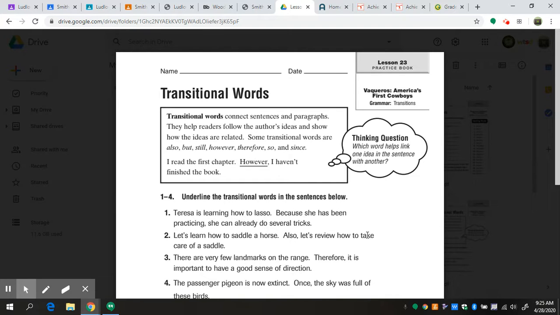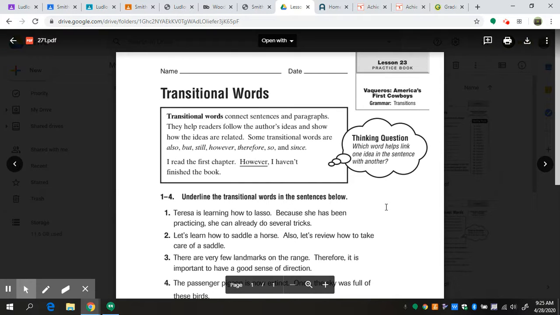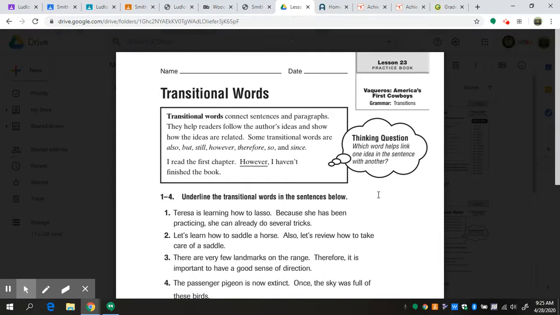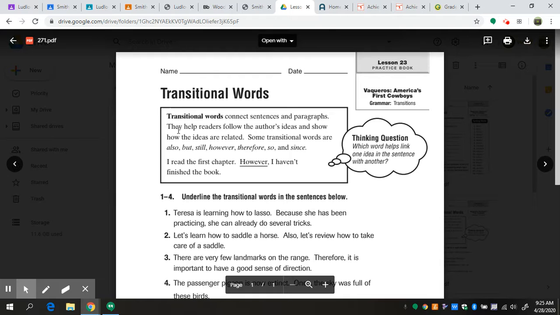So, instead of looking at a projectable, we're just going to look directly at the worksheet that you're going to be working on today. This is page 271. So, that's what you're going to look for on Cami. So, let's take a look at our little cheat sheet at the top.